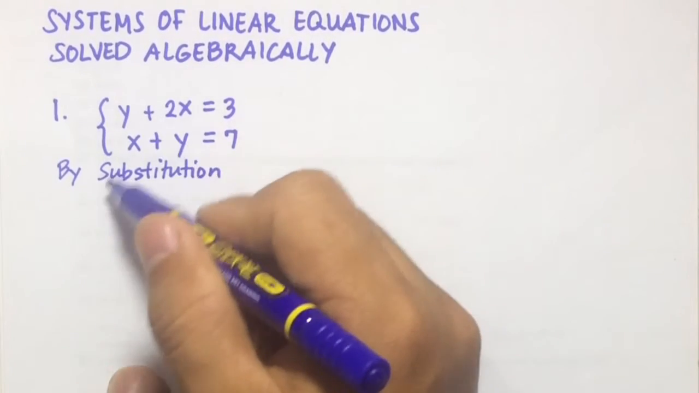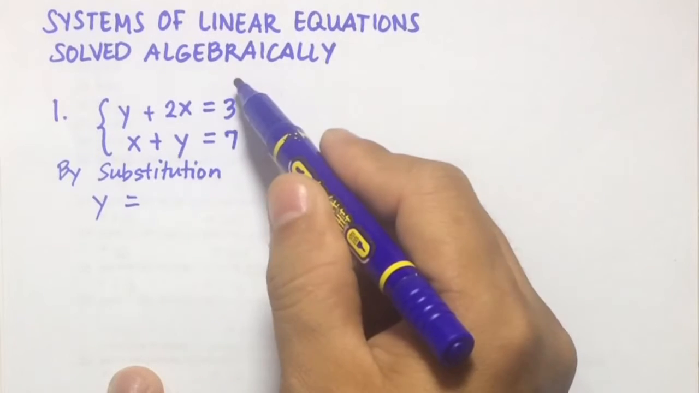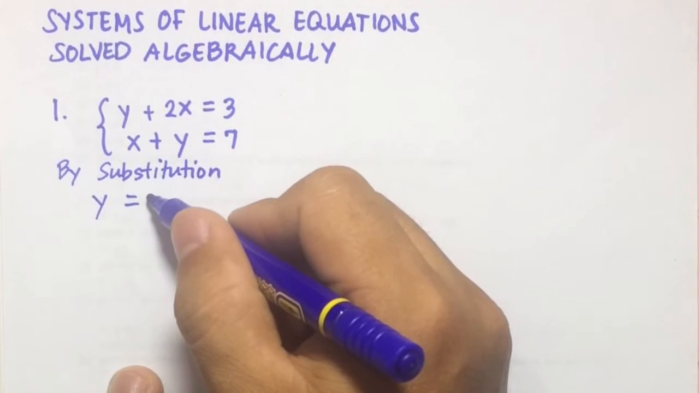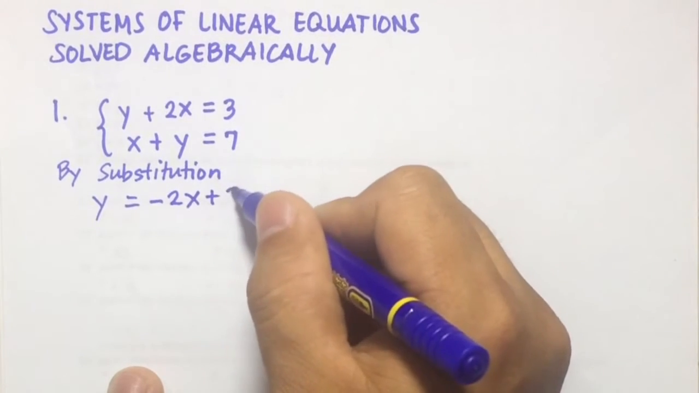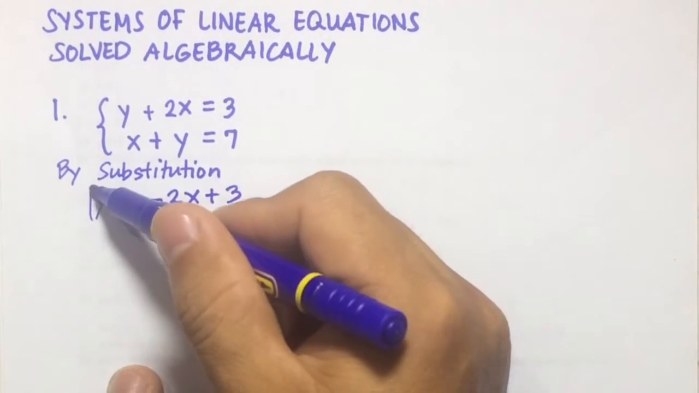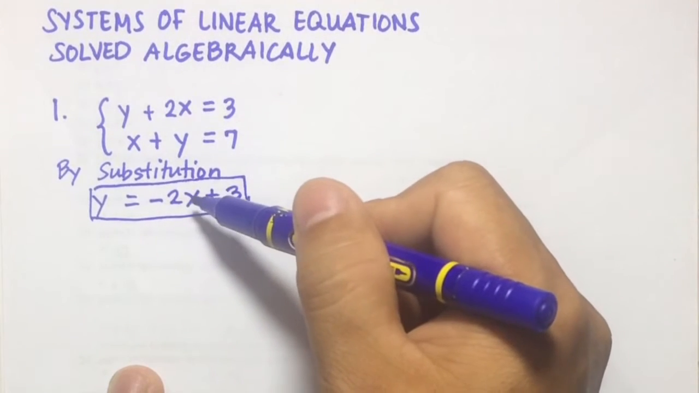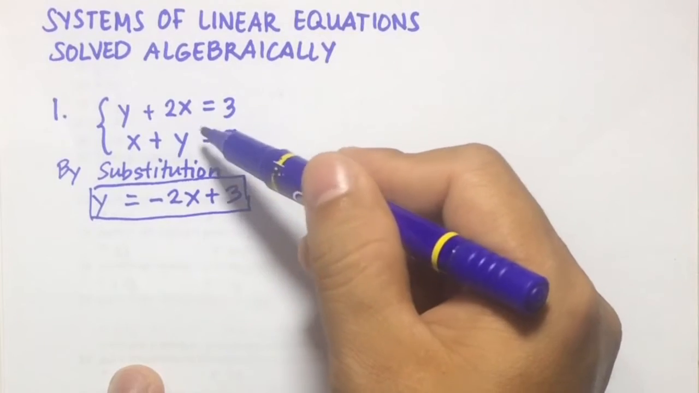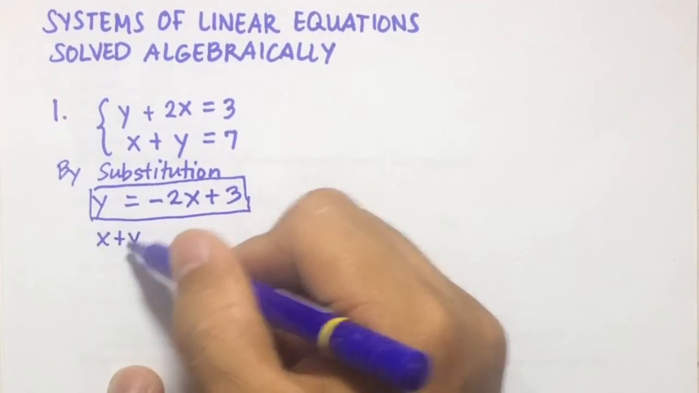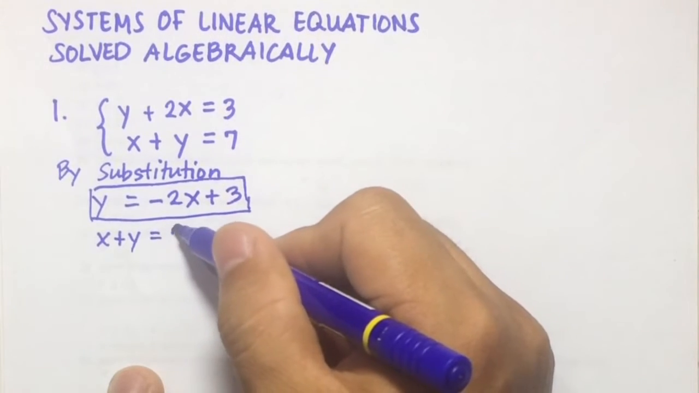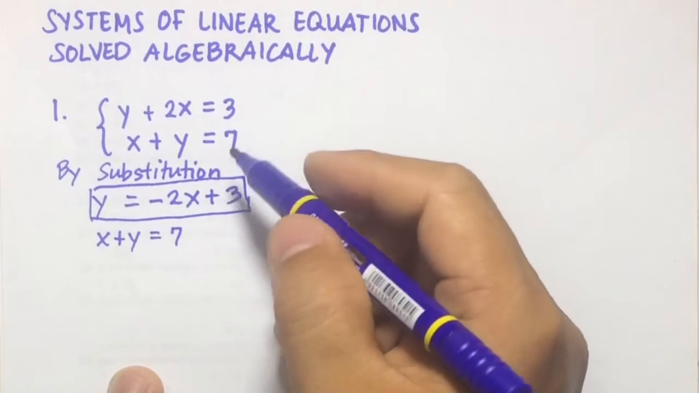So doing that, we have y equals 2x transposed to the right side, which becomes negative 2x, plus 3. Now, y here is equal to negative 2x plus 3. So this is the value of y that you're going to substitute into the other equation. The other equation is x plus y equals 7. Then we'll just substitute y here with negative 2x plus 3.